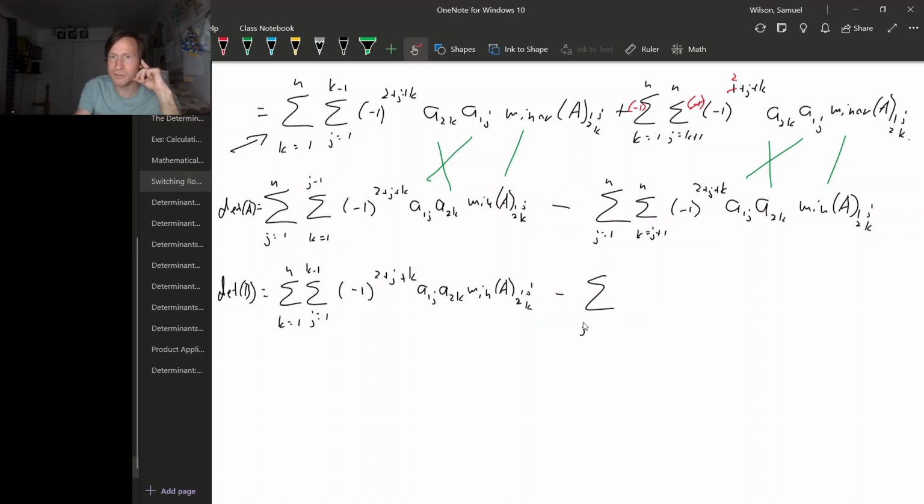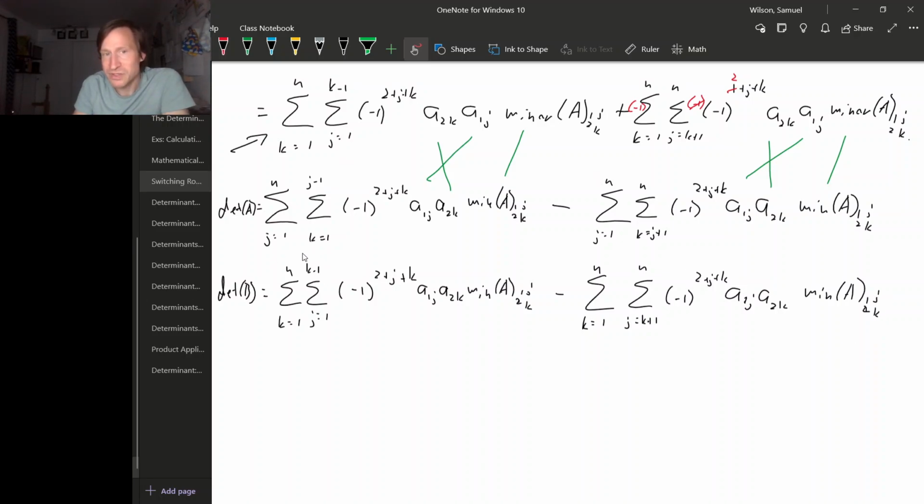So these two lines look very similar, but there's an important difference between them. The only difference left now is the position of k and j. And that actually makes a big difference. Let me finish writing before I forget what I'm doing. j is going from k plus 1 to n, and we have -1 to the 2 plus j plus k, a1j, a2k, and then the minor of A where we've removed row 1 and row 2, and column j and column k.